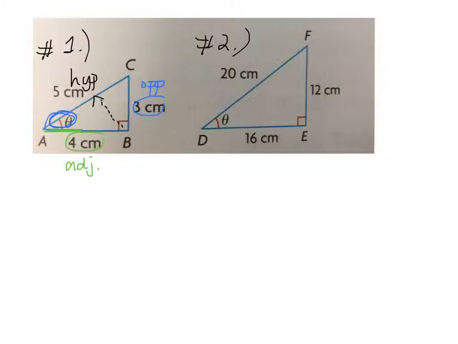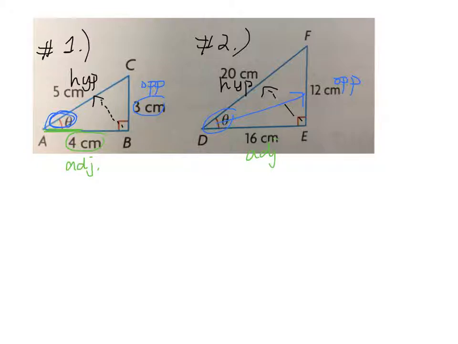I'm just putting short form. Which one's the hypotenuse? Good, this is the hypotenuse. It's across from the right angle. Which one is opposite? 12 centimeters. Good, it's opposite the angle. And which one's adjacent? 16 centimeters. Good. Now I want you to actually calculate.